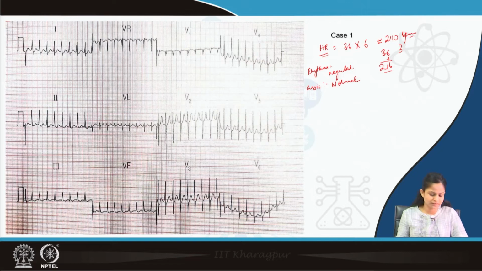First and foremost, we do not get to see any P waves over here. In any of the rhythm, we are not finding any P waves. You can see we are not finding any P waves over here. So, which means there are no P waves.